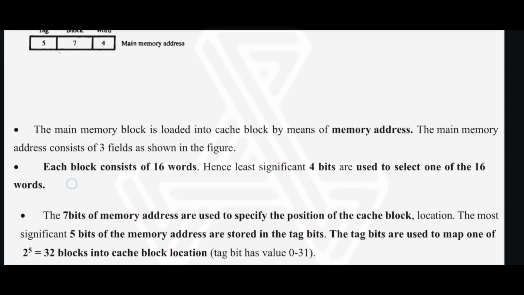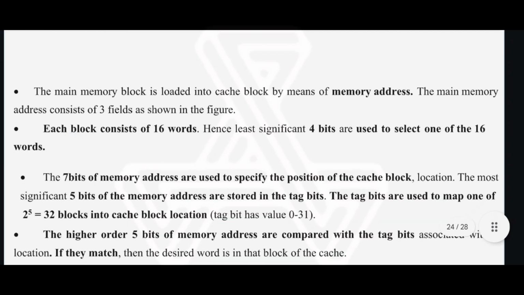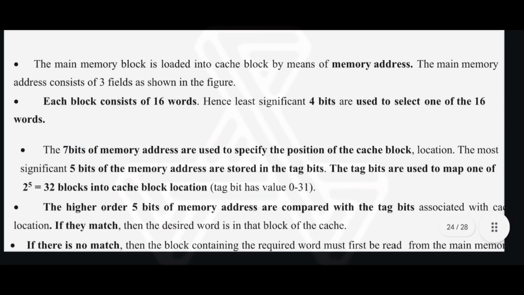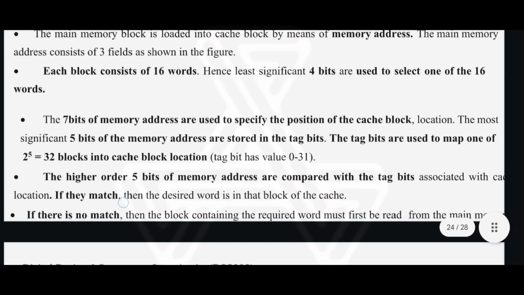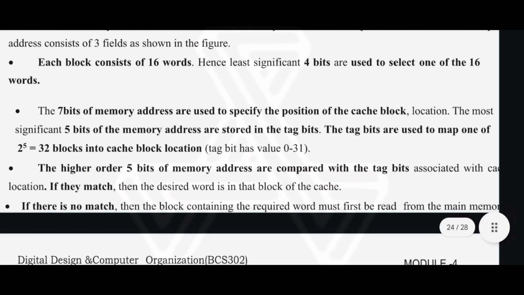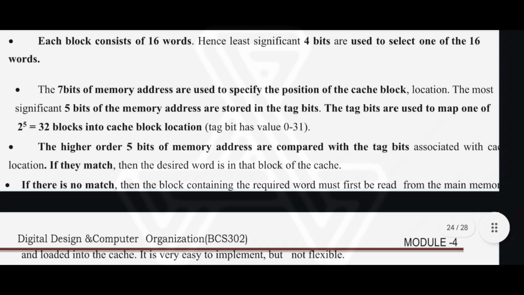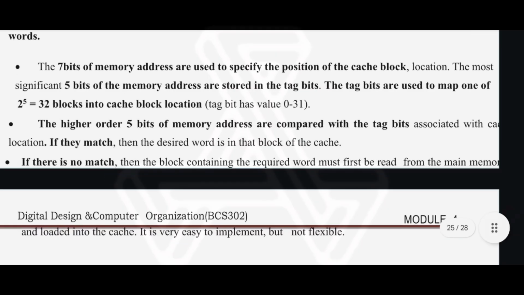The main memory address consists of three fields. As shown in the figure, each block consists of 16 words, hence the least significant 4 bits are used to select one of the 16 words. The 7 bits of memory address are used to specify the position of the cache block location. The most significant 5 bits of memory address are stored in the tag bits. The tag bits are used to map one of the 2 to the power 5, that is 32, blocks into a cache block location.